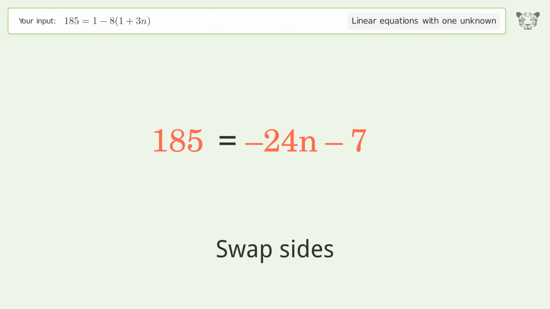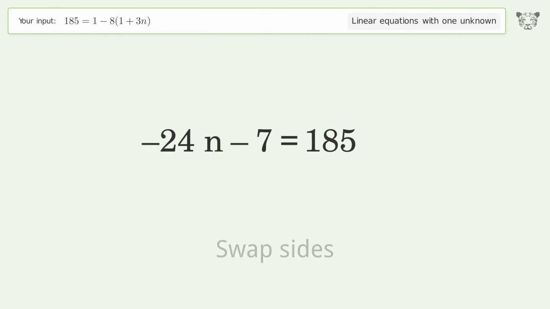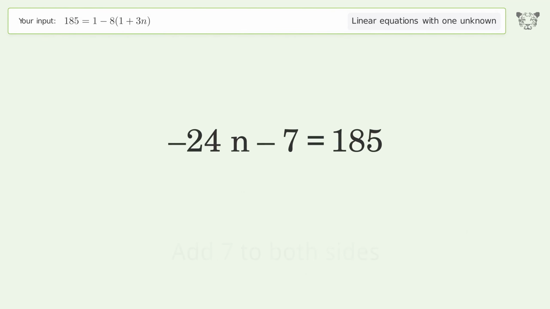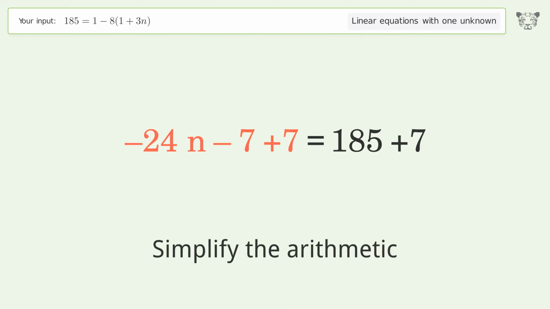Swap sides. Group all constants on the right side of the equation. Add 7 to both sides. Simplify the arithmetic.